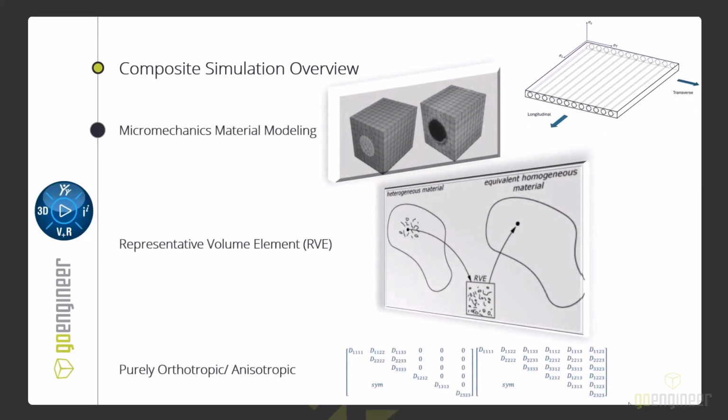So there's a few different approaches, as you can see on the screen here. First is micromechanics, material modeling. This is probably the least practical way of handling these sorts of composite interactions. But the way that this works is you actually model the fiber fill and the matrix directly, and you assign material properties to the individual bodies as they would be in the real world.